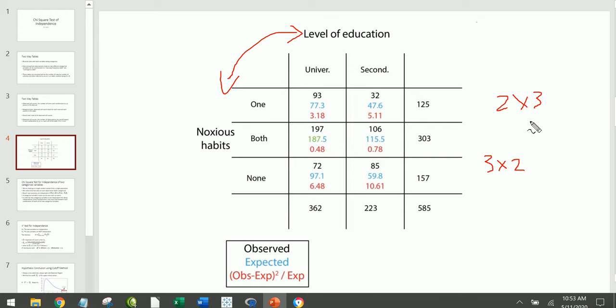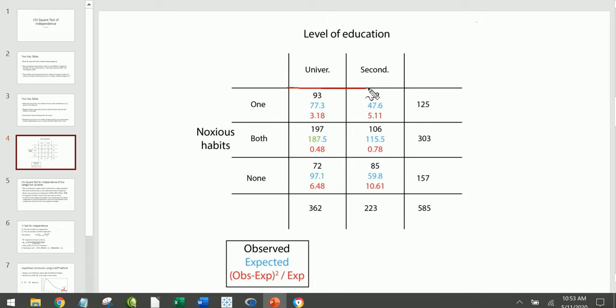Once you get a little bit more initiated in this space of chi-square tests, there are some conventions as to where to put which variable, but honestly, it does not have any material difference. Okay, now let's look at the contents of this 2x3 table.